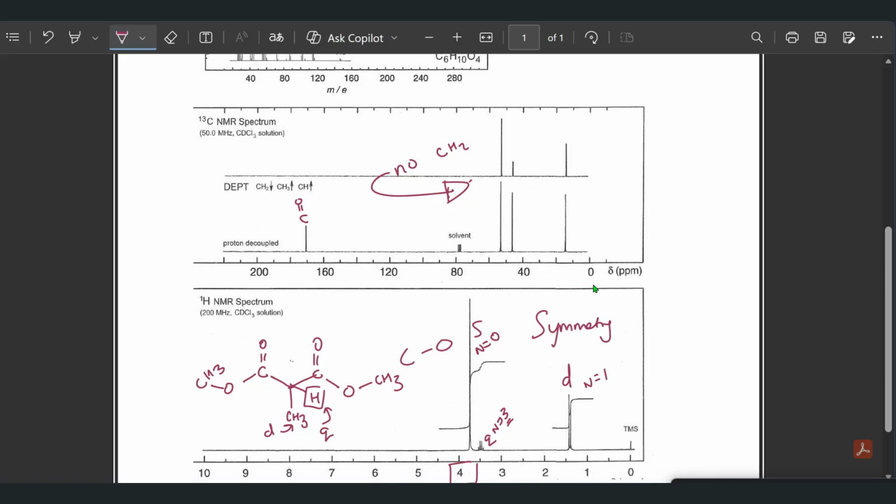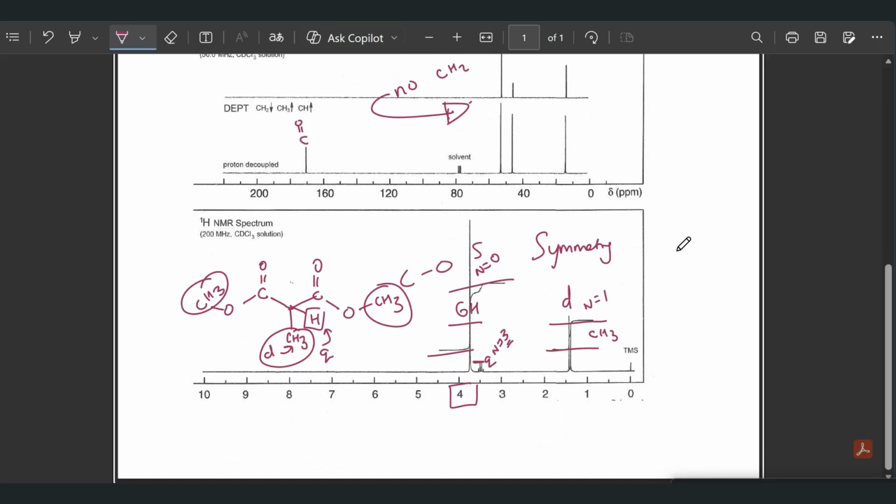You see how this integration is twice the other one? Does that show symmetry? If this is CH3, no, it just tells me that these are 6 hydrogens. Well, it's a ratio of 1 to 2. I hope I get this one on my exam tomorrow so I can get it right. All right, so this helps me for a while.